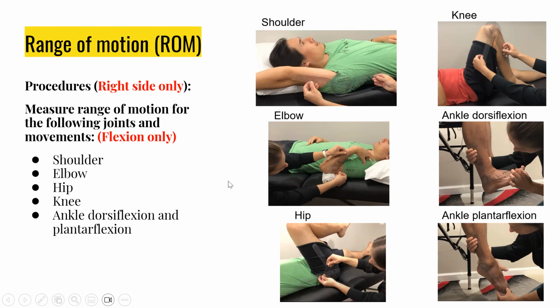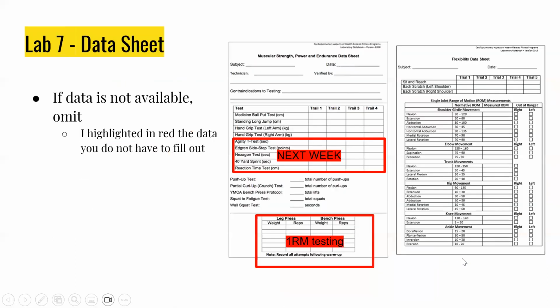So again, please measure just flexion only of the shoulder, elbow, hip, knee, and ankle dorsiflexion and plantar flexion, and just on the right side of the body. And that's it. For this lab 7, you're going to submit the data sheet just with the measurements that we're performing this week. And you can leave blank those boxes where we have all the other different tests for next week. It's going to be our agility, speed, and balance test.